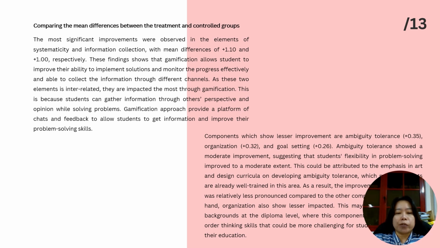Ambiguity tolerance shows a moderate improvement, suggesting that students' flexibility in problem solving improved to a moderate extent. This could be attributed to the emphasis in art and design curricula on developing ambiguity tolerance, which means students are already well trained in this area. As a result, improvement in this element was relatively less pronounced compared to the other components. On the other hand, organization also shows lesser impact. This may be due to the students' breakdown at the diploma level, where this component may require higher order thinking skills that could be more challenging for students at this stage of their education.